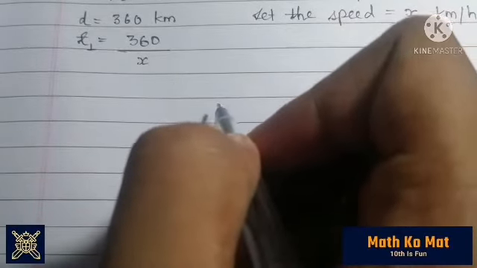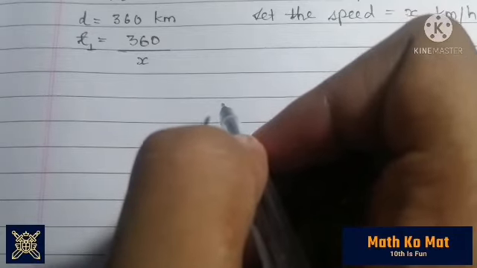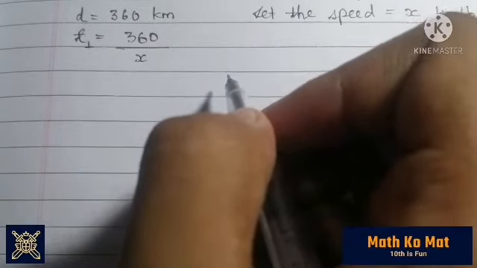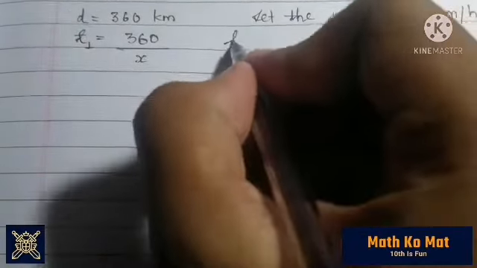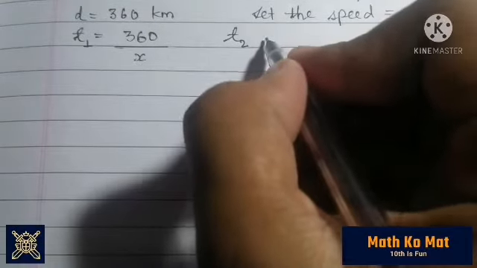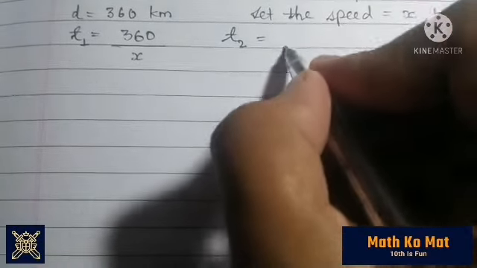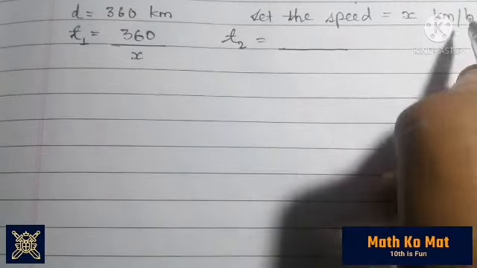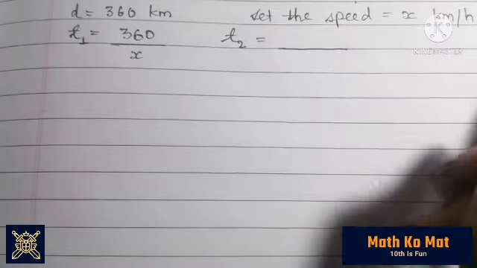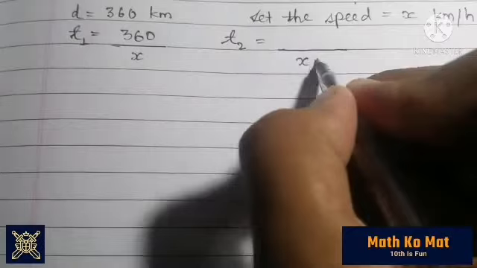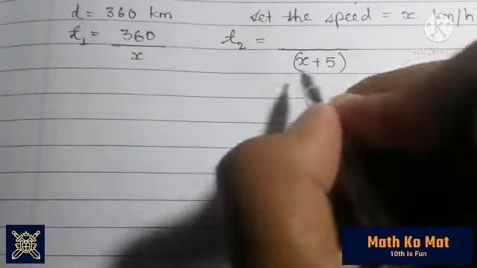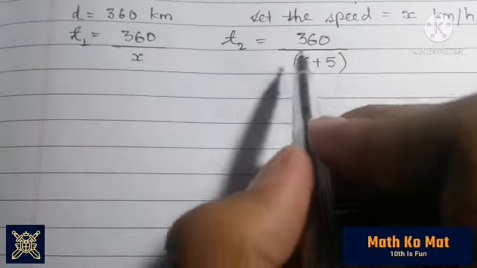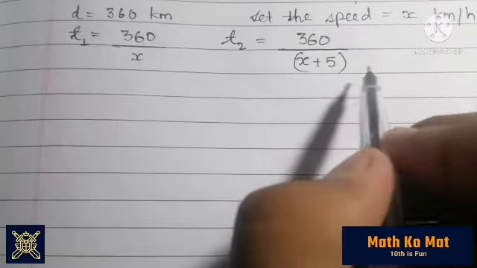The latter part of the question says that if the speed would have been 5 kilometers per hour more, then we would have taken 1 hour less. So let's find the time t2, for the second condition. If the speed would have been 5 kilometers per hour more, the speed would have been x kilometers per hour plus 5 kilometers per hour. So the speed becomes x plus 5. The distance still is constant. So t2 is 360 divided by x plus 5.